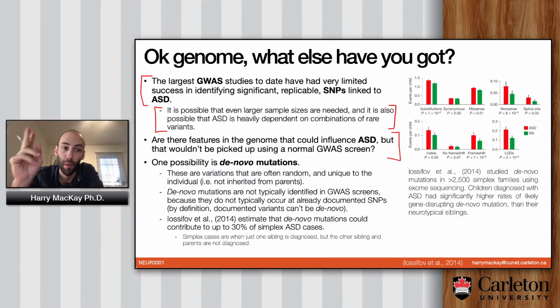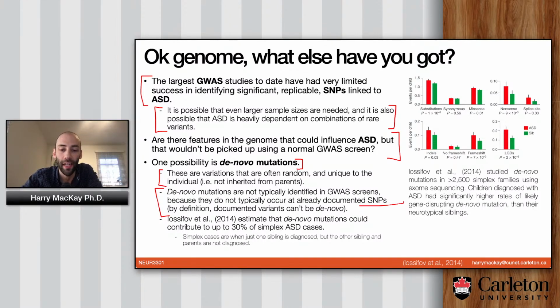And they can't discover de novo mutations because SNP genotyping arrays are pre-designed with SNPs that we already know about. De novo mutations are new mutations that are unique to you as an individual or to your family line, and they're not part of the known human genome. These variations are often random, and they are often unique to the individual, so they're not even inherited from parents. And because they're new, they're not typically identified by GWAS screens. Documented SNPs by definition can't be de novo. They would have been de novo at one time or another, but they're not de novo now because we know to look for them, so they're not new.